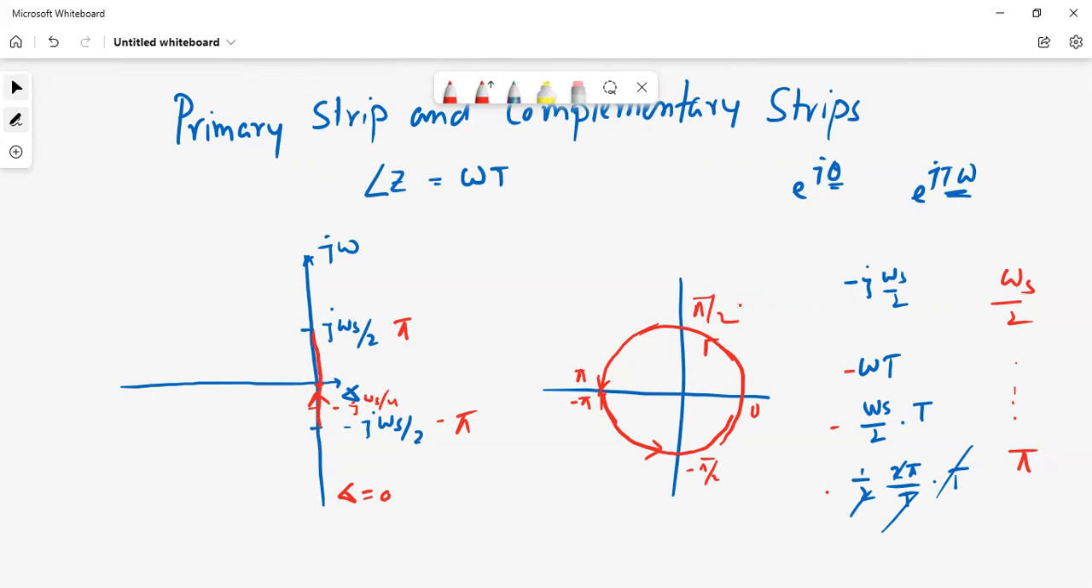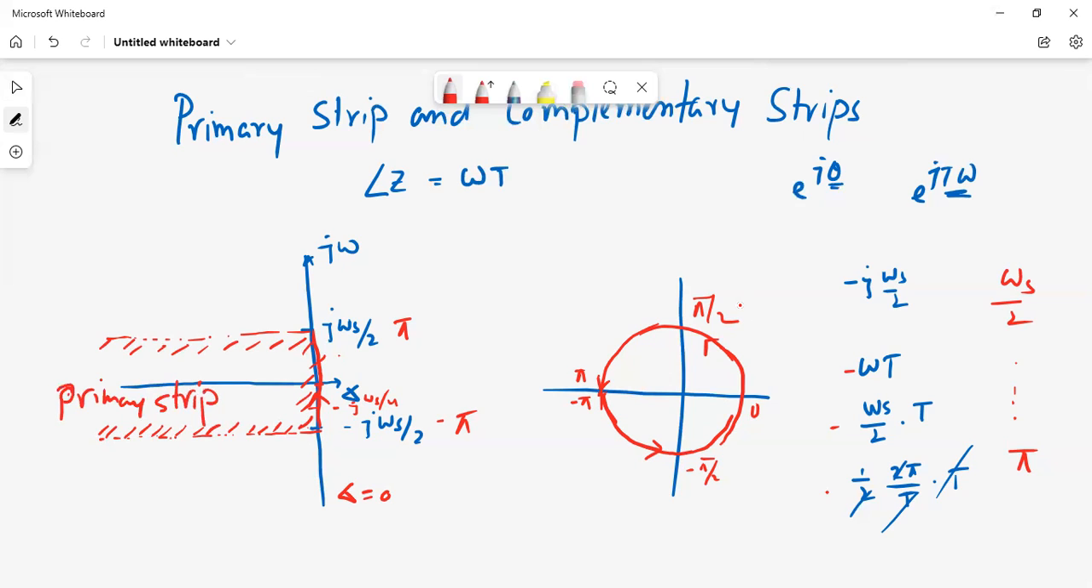Okay, so this is true in between these two, and this is what we call the primary strip, because we know that if it is repeated, it will give the same unit circle again and again. So if you start from here, this is what we call the primary strip, because we know that the same location in the Z plane will give an infinite number of points in the S plane. So this is what is called the primary strip.